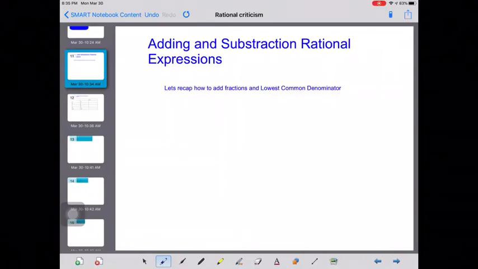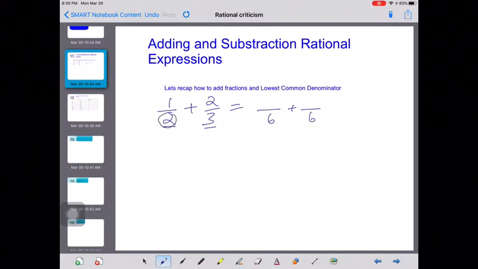So in this video, we're going to learn how to add and subtract rational expressions. But let's first review how to add fractions. When you have, for example, 1 over 2 plus, let's say, 2 over 3, you need a common denominator, which is, in this case, a number that can go into 2 and 3, and that would be 6, the lowest.